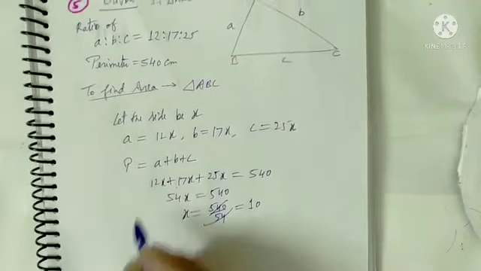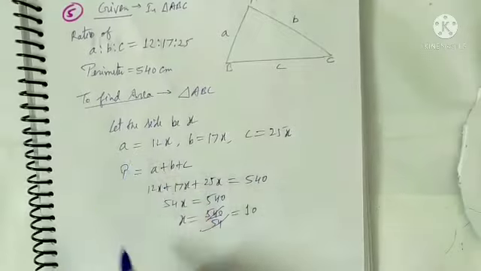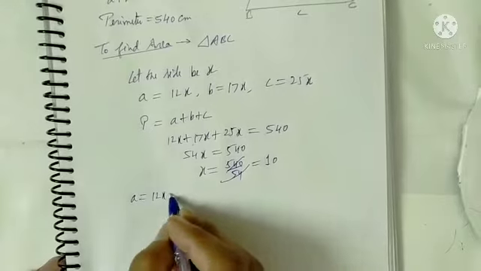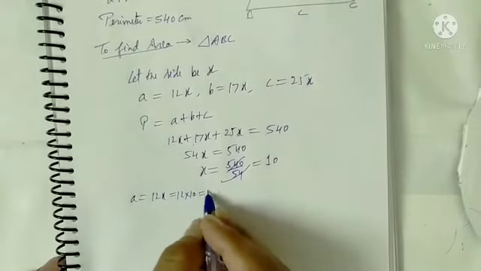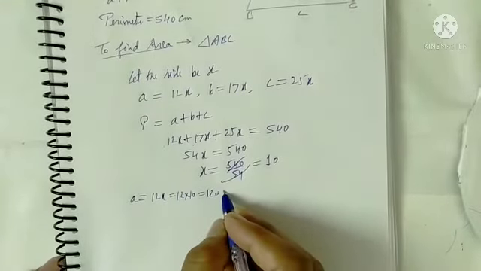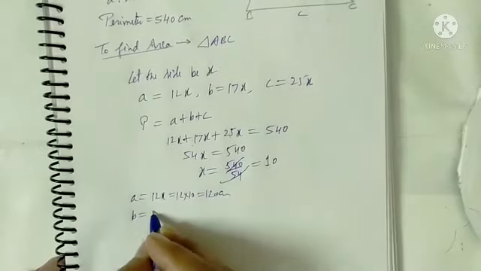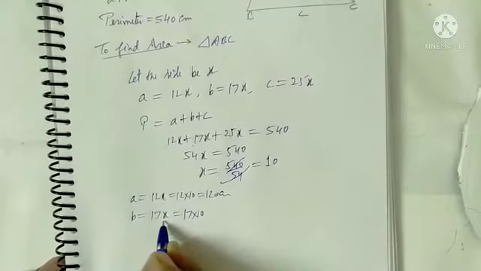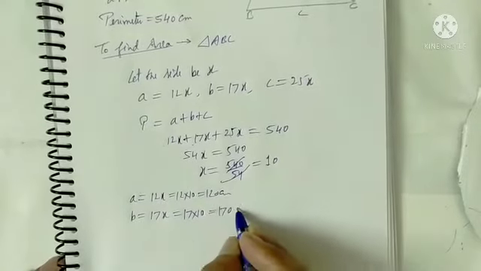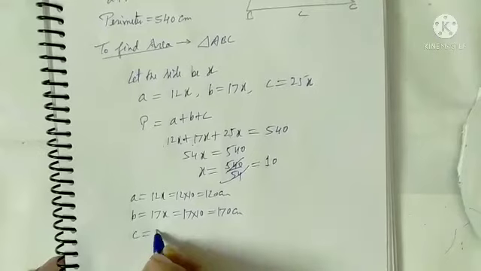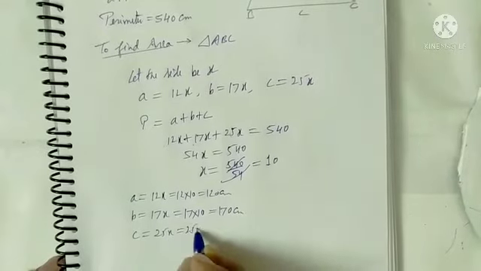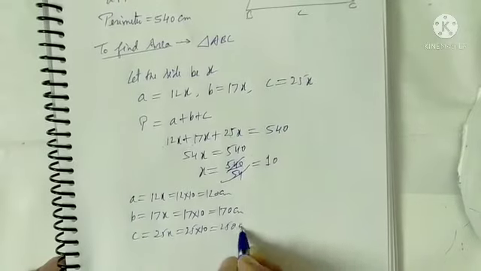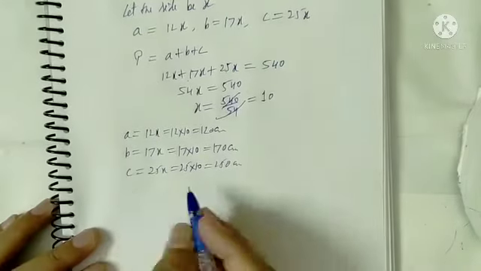If x is equal to 10, it means you can calculate a. So what is the value of a? a is equal to 12x. It means 12 multiplied by 10, that is 120 centimeter. b is 17x. It means 17 multiplied by 10, in the place of x write 10. It is 170 centimeter. c is equal to 25x. It means 25 multiplied by 10, because x is 10. It is 250 centimeter.